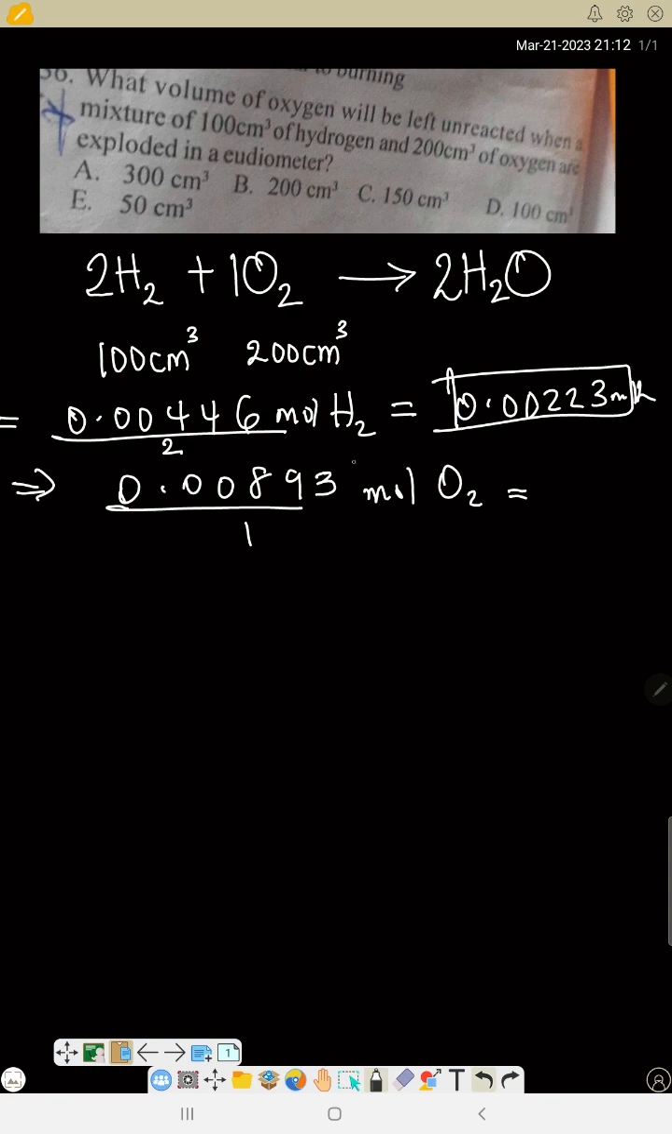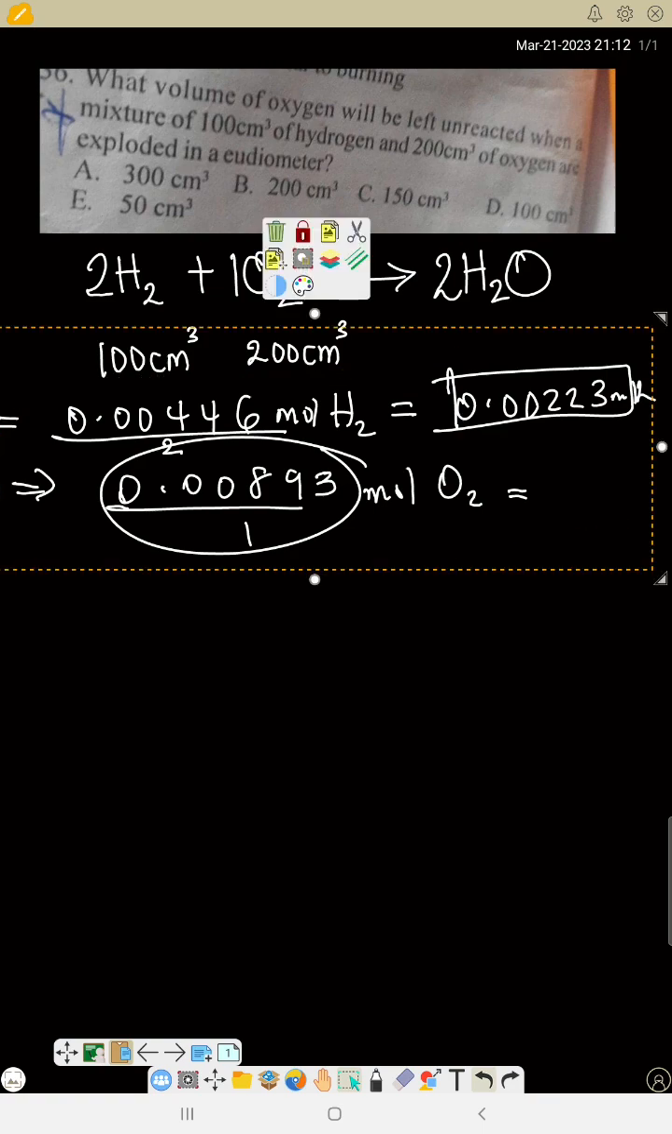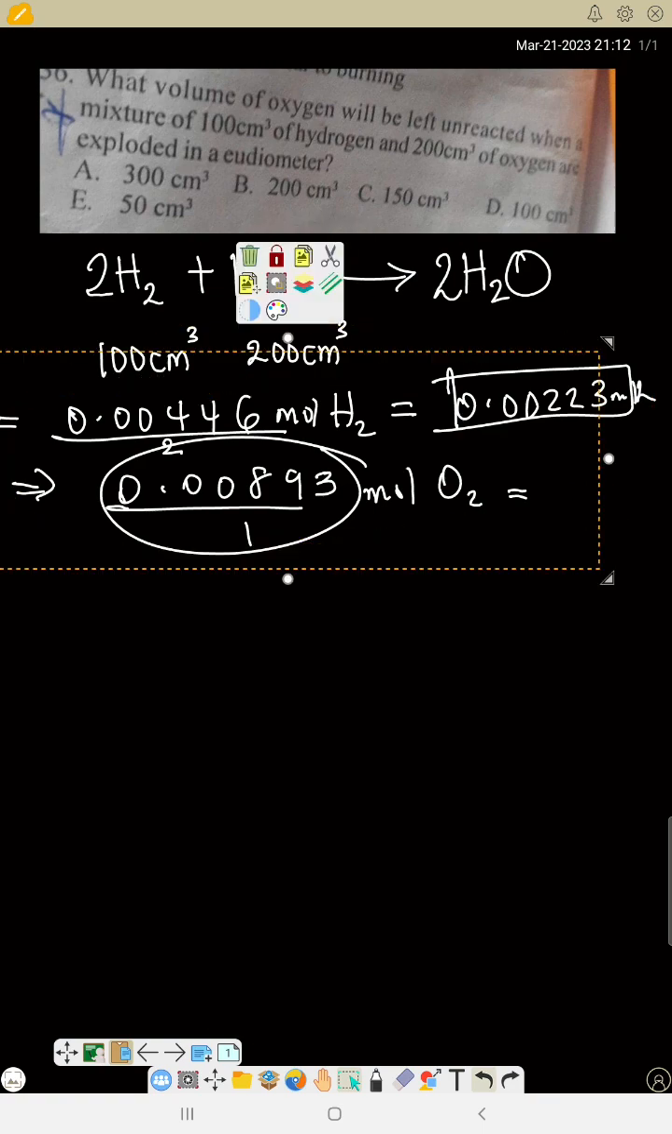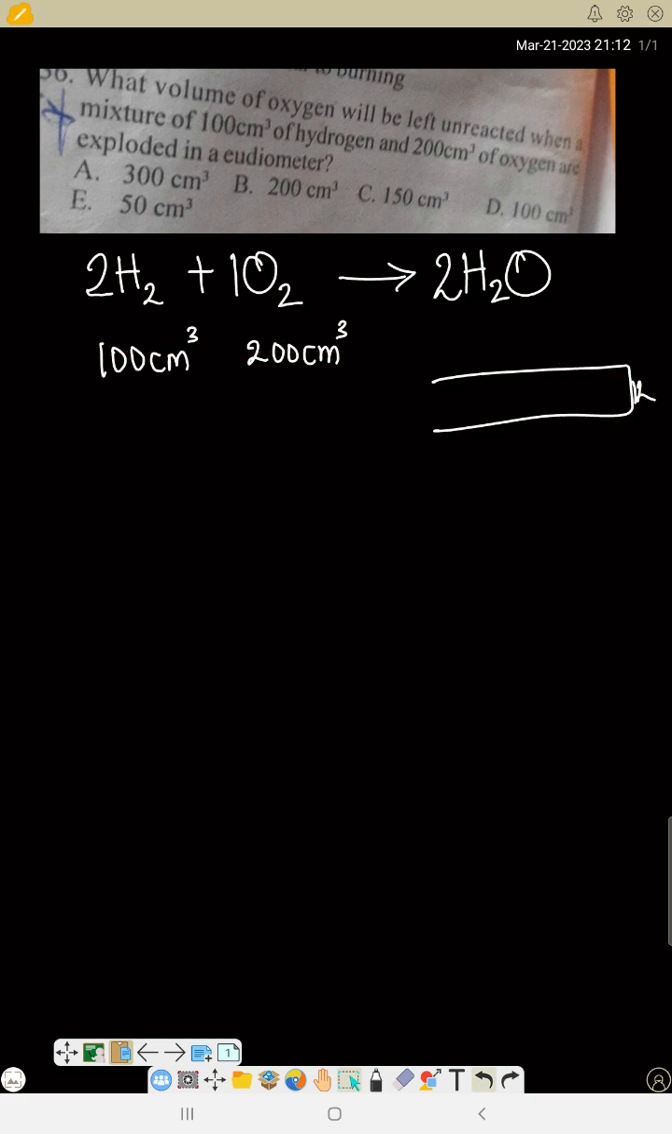That is, this mole is smaller than this one. So the one that is smaller is the one that will finish first. That means in this reaction, hydrogen will finish first. I only solved this in case the question did not tell you which one will finish first. In my question now, this is the limiting reactant, but they mention it in the question.